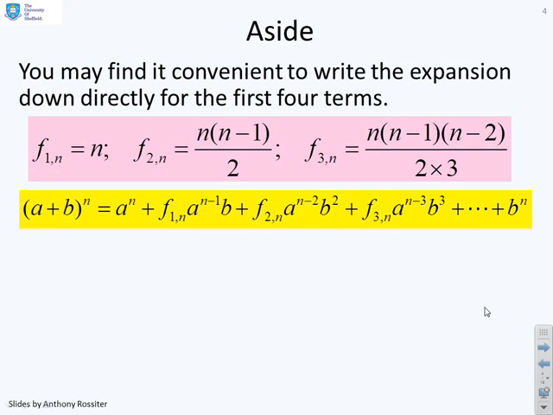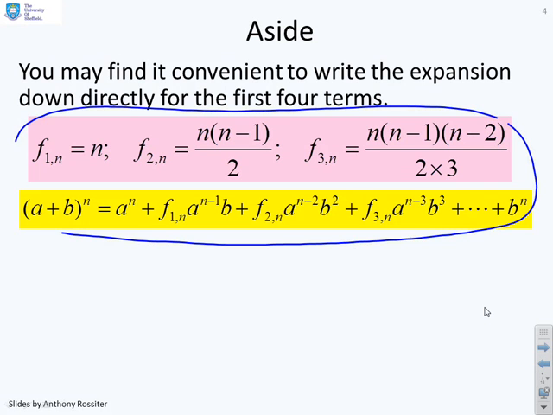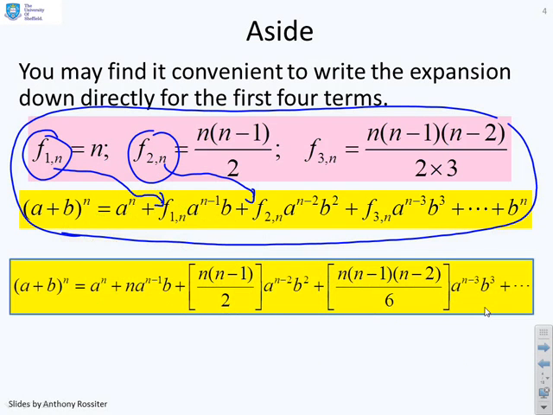However, a little aside: you might say that writing down all of these is a bit tedious, and why not just substitute this coefficient straight into here. Generally, if it were me, I would probably just write down this single formula, that (a plus b) to the n is a to the n plus n a to the n minus 1 b plus, and then you can see the second coefficient is straight in the formula, and so on.